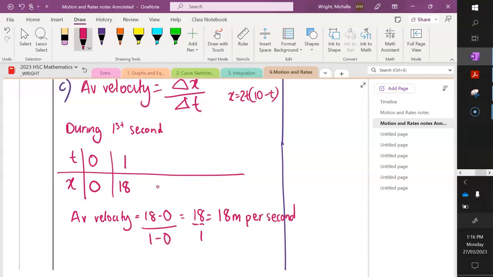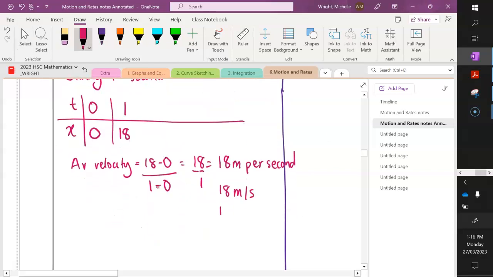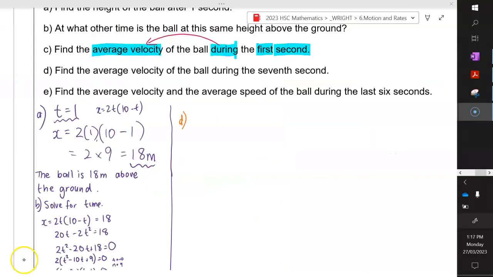Now, we could write that as 18 metres per second, or what we sometimes do is write it as 18 metres per second with the second's index raised, because second's on the bottom line and we're just raising our indices. So you might see it in a few different little ways like that. Okay, now let's have a look at D.